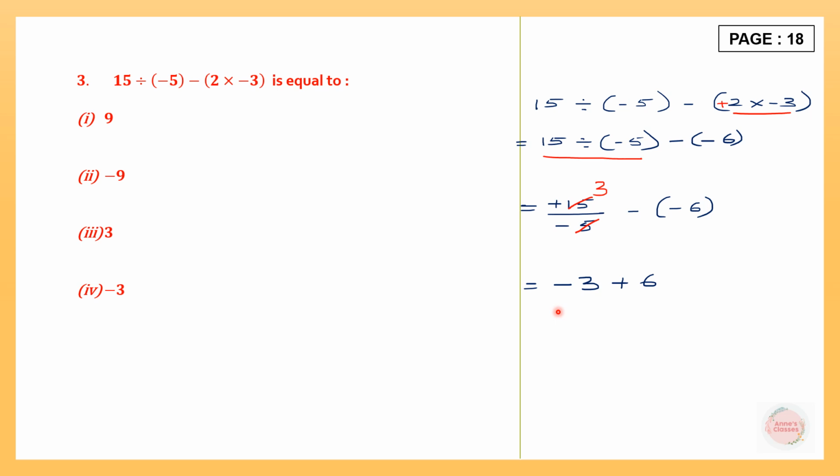So here we have different signs. When signs are different, put the sign of the bigger number and subtract. 6 minus 3 is 3. So our answer here is plus 3. And which option is that? Let's see. Where do we have plus 3 or simply 3? That is option 3 here. So this is our answer.